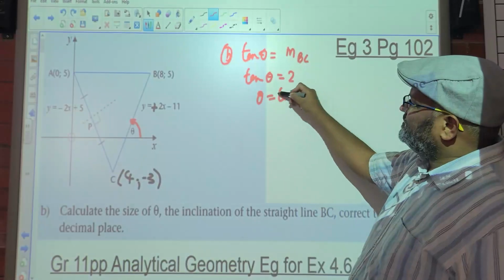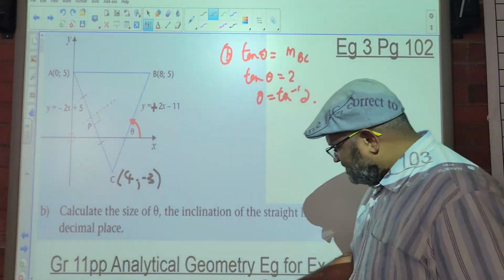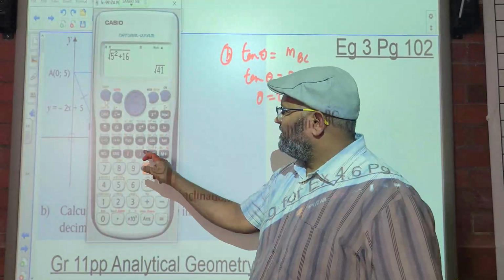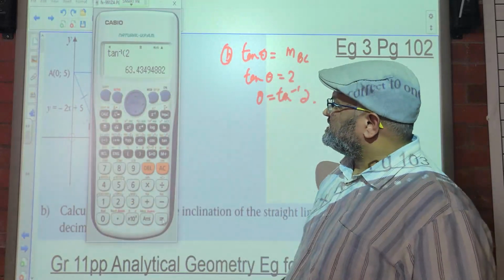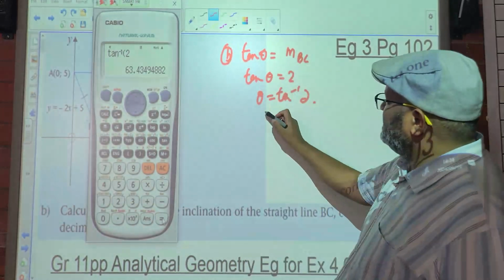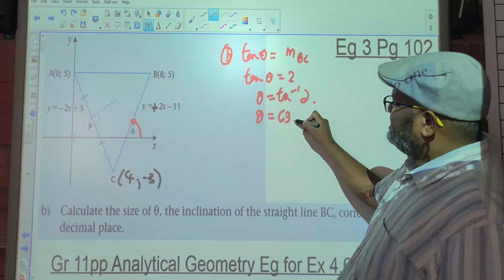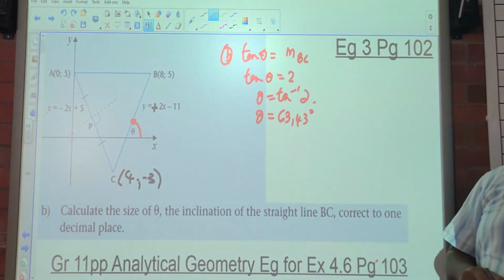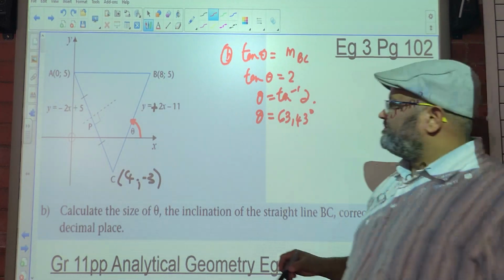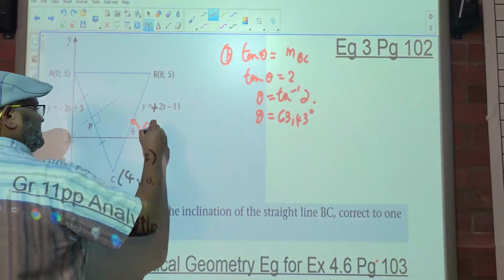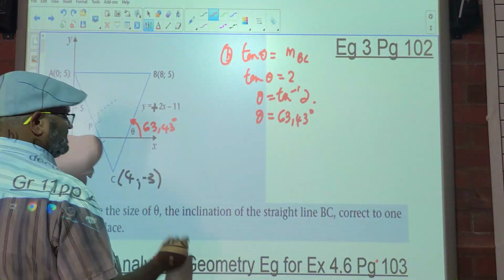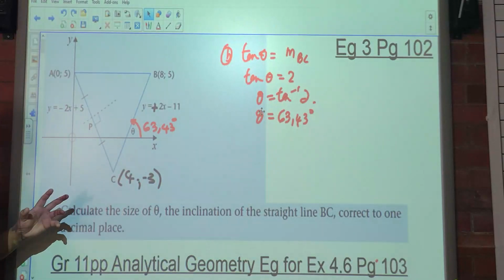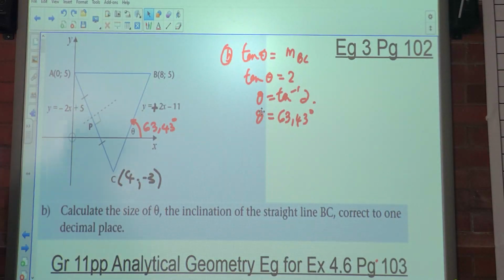So arctan of 2 gives us an answer. Arctan of 2, 63,43. Any confusion there? 63,43. Also note I'm populating this diagram as I go along.